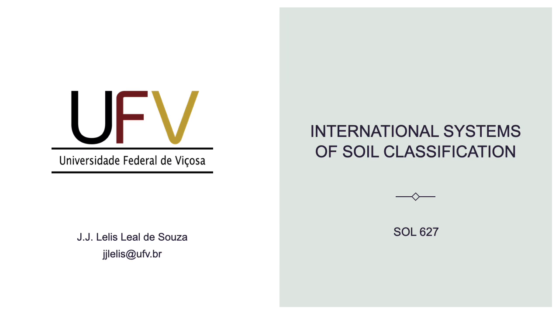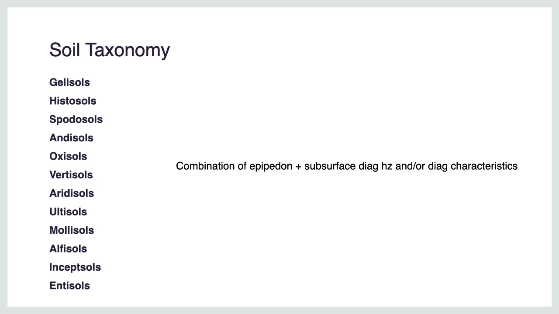Let's start today talking about the soil classification according to soil taxonomy at the orders level. We already saw all the diagnostic horizons and all the epipedons, and now we have enough knowledge to talk about soil classification. So let's start. As you should remember, soil taxonomy is one of the systems that aims to classify and describe soil around the world. And in soil taxonomy, we have 12 orders.